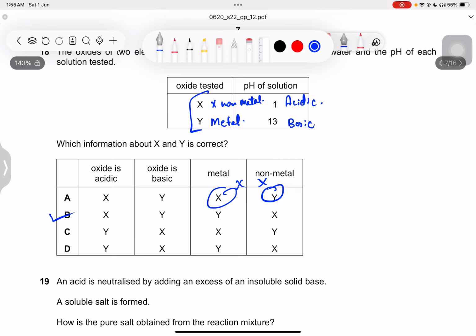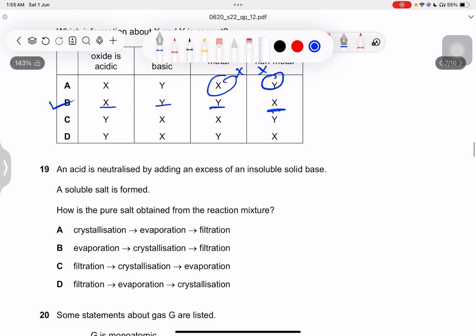So this is correct. Because oxide is acidic for X, yes. Oxide is basic for Y, yes, giving the pH. The metal is the basic one, so Y, and the non-metal is the acidic one, so X. So B is the correct answer.